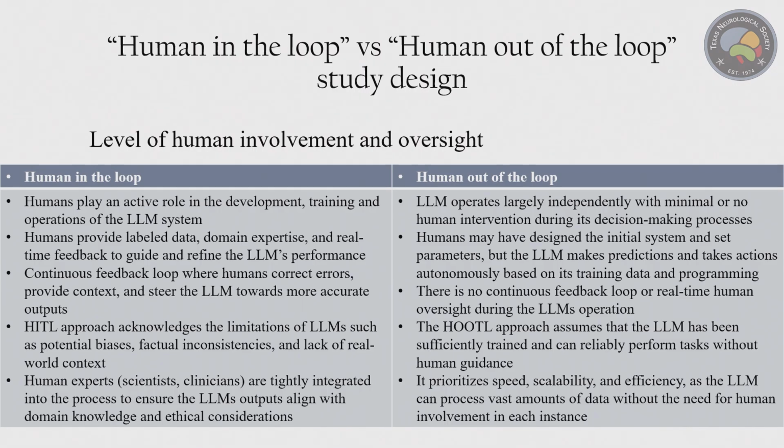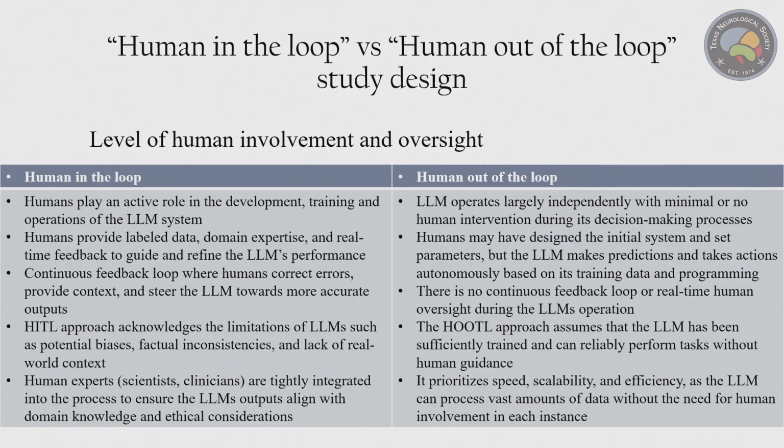Human in the loop, just as it implies, is where there's an actual human, or in this case a neurologist, in the loop with every aspect of the AI's output. So there is cross-checking and fact-checking of all the model's output. All right? Humans play an active role in the development, training, and operation of the large language model system. Humans provide labeled data, domain expertise, and real-time feedback to help guide and refine the large language model's performance.